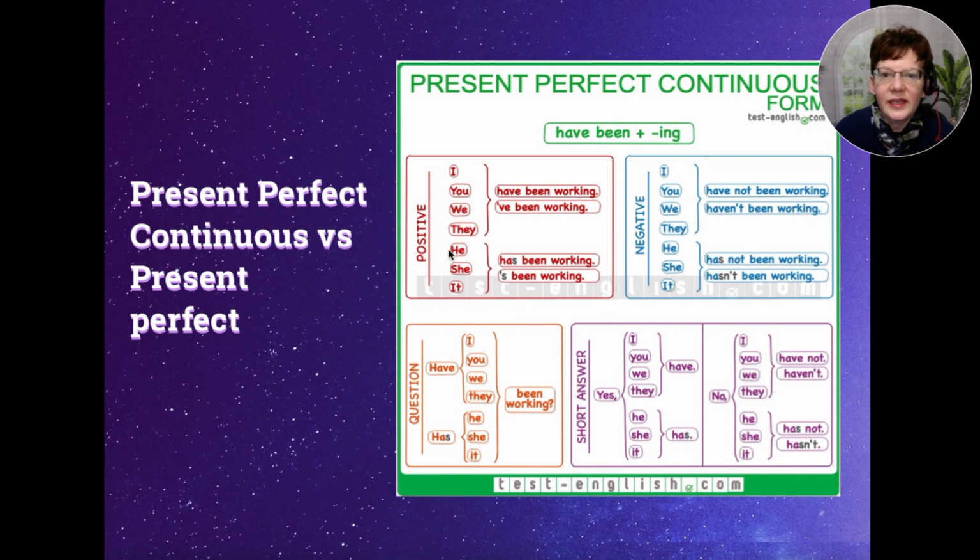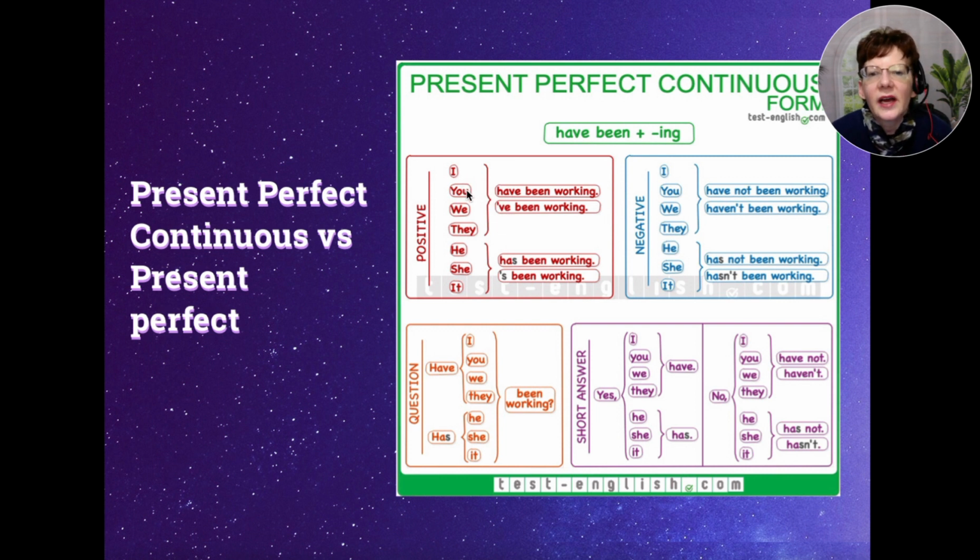Okay, so we'll look at this table briefly here, showing the form. For present perfect continuous, we use have plus been, which is the past participle for the verb be, and then the verb ending in -ing. So for example, you will see have been working, and the short form or contraction is apostrophe ve.